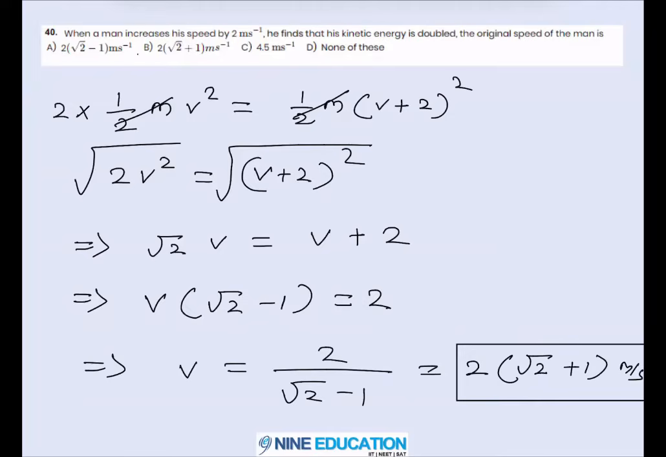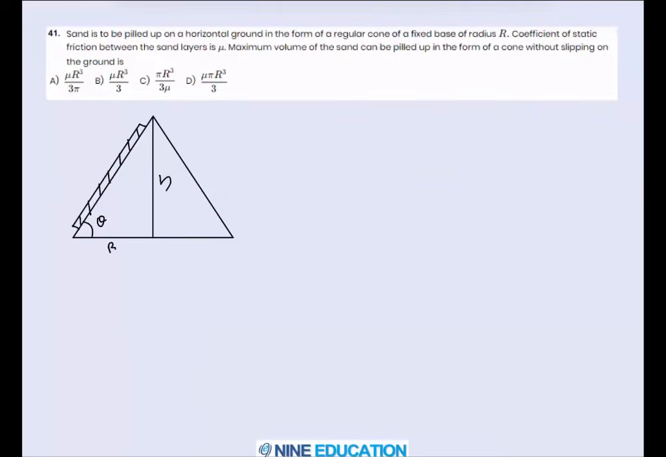Okay. So the answer is option B. Okay. Now, in this particular question, let's say that I'm continuously adding sand in order to make that particular cone. Then there will come a time when the first layer of the sand will just start to slip, right? Now, what is that condition?